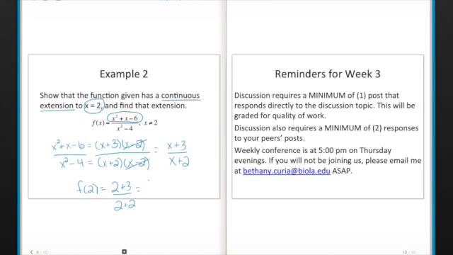Now if we plug in our x equals 2, we're not going to get a nasty 0 on the bottom. We're going to get 2 plus 3 over 2 plus 2, which leaves us with 5 over 4.